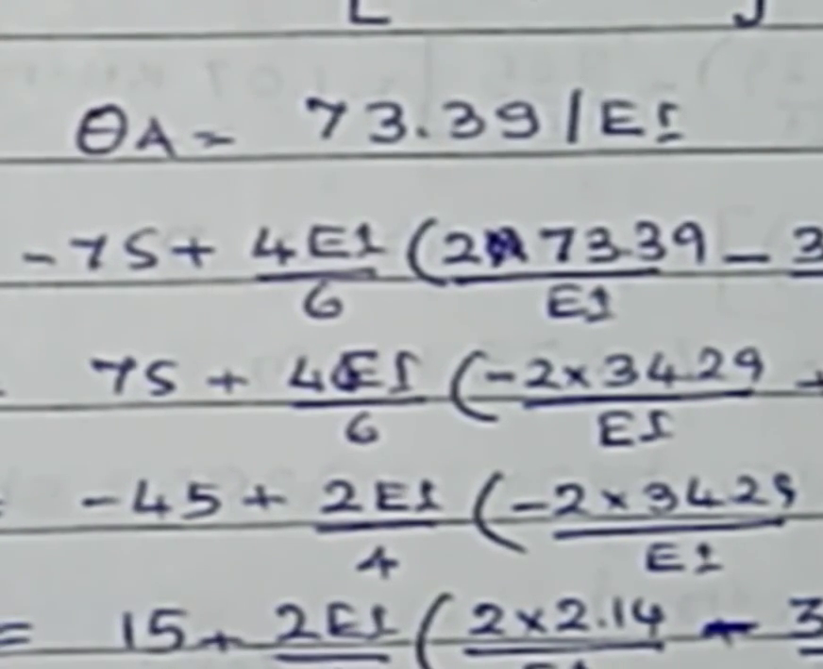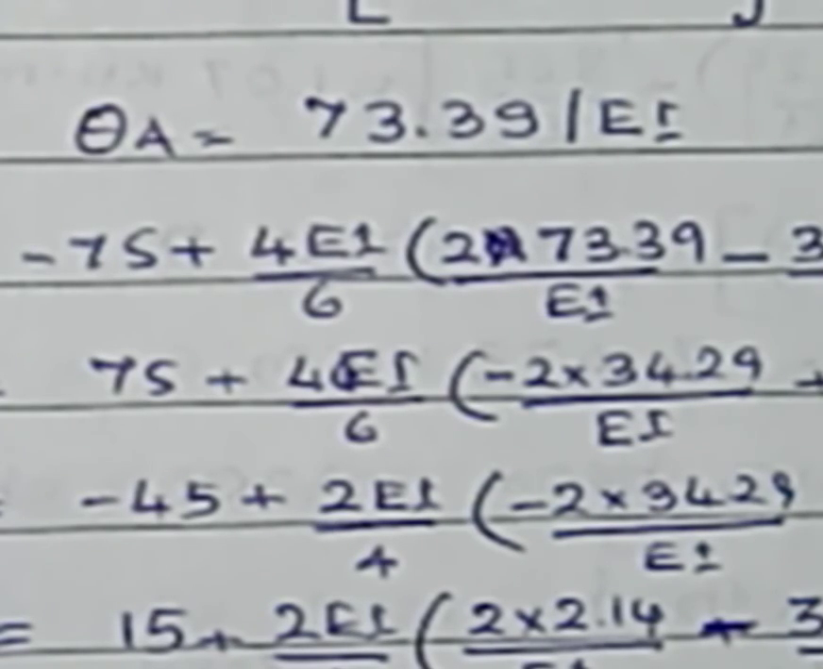Then in span BC, it is subjected to a point load of 80 kilonewton at a distance of 1 meter from B and 3 meter from C. The maximum bending moment below the point load, that is WAB by L, that is 80 into 1 into 3 by 4, that one is 60 kilonewton meter. At the support the bending moment is 0. Then the simply supported beam bending moment is like this.